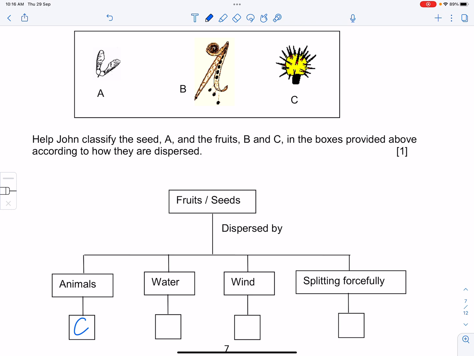B, because it's a pod, I told you already, this is a pod-like structure, and it shows that the seeds are shooting away. This is splitting forcefully. And then after that, A is by wind. Why? You have your wing-like structures here. So this will help you identify that.